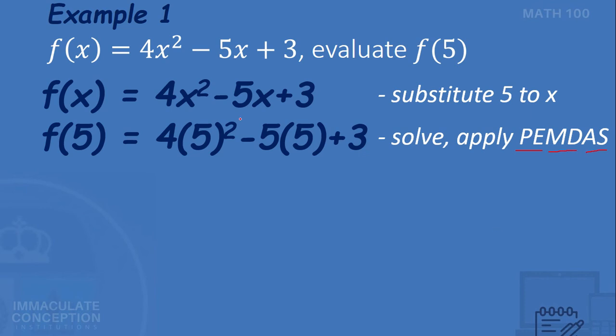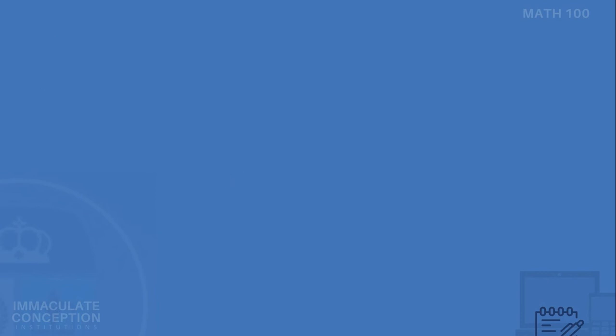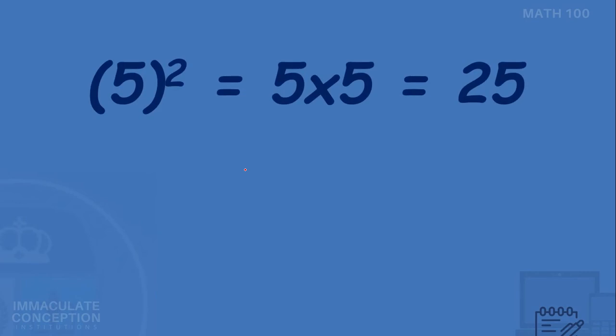We will evaluate first 5 to the second power. 5 to the second power pertains to 5 times 5. The exponent of 2 refers to the times that 5 will be multiplied to itself. So therefore, 5 will be multiplied to itself 2 times. 5 times 5 equals 25.